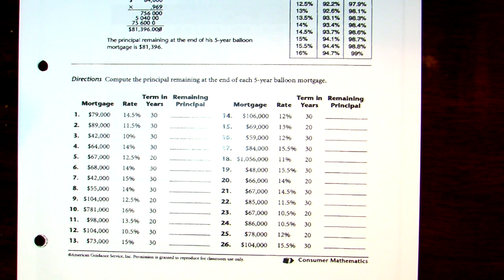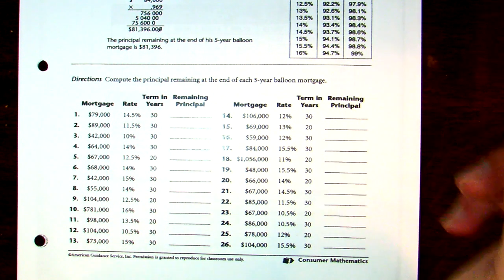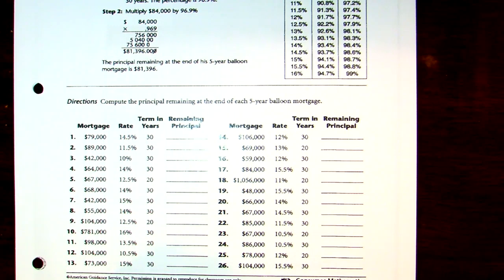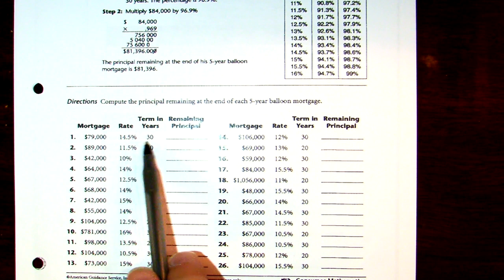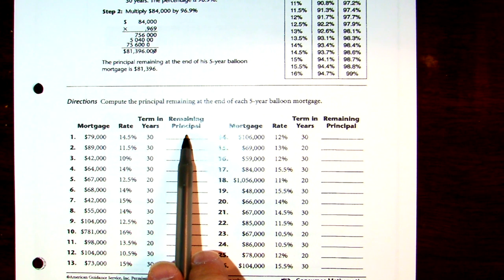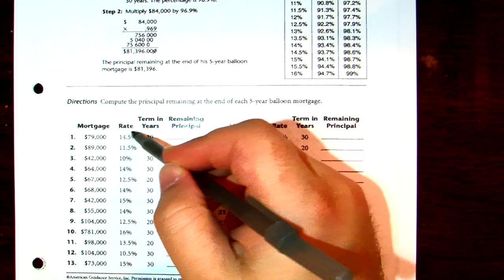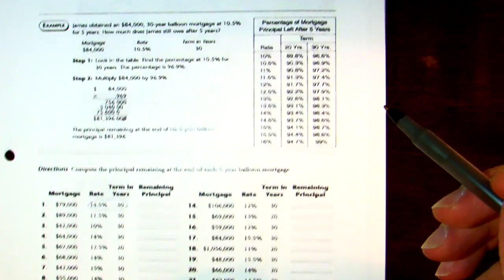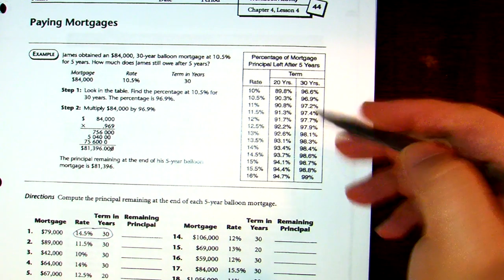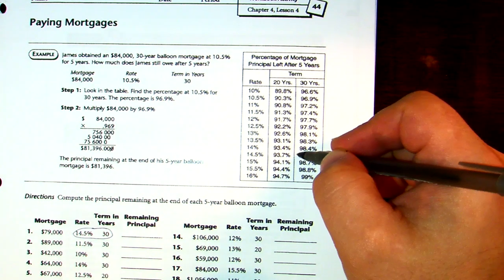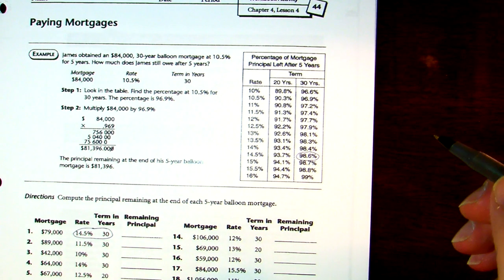Here we have essentially 5-year balloon payments. And we have the grid in the upper right. So it says if you have a $79,000 mortgage at a rate of 14.5% for 30 years, what would be the principal remaining? So you're going to take first the 14.5% over 30 years and go to the table. So 14.5% at 30 years, you're at 98.6% of the principal remaining.